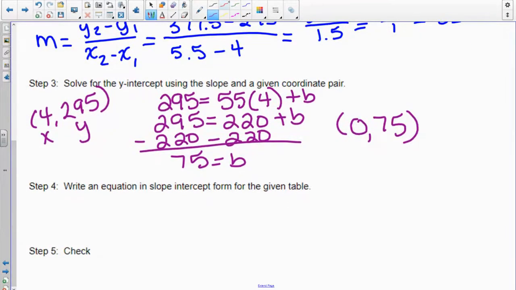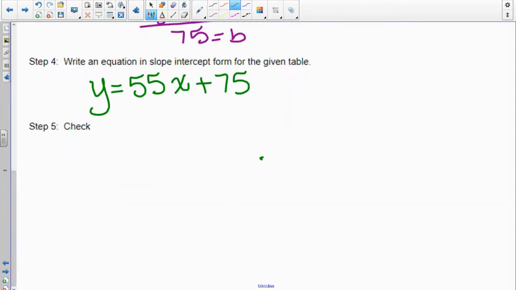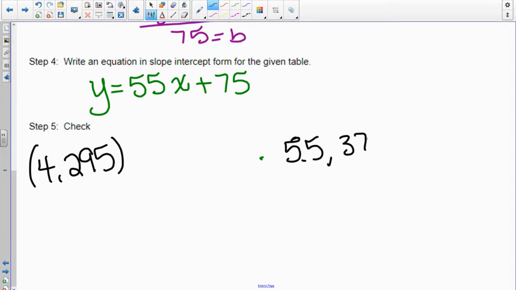Next step, write that beautiful equation. So y is my variable. My slope I found out was 55, x, and I just found out my y-intercept is 75. So I'm going to check using my 2 points I picked from the table, which is 295. Again, you can pick the other points if you wanted.